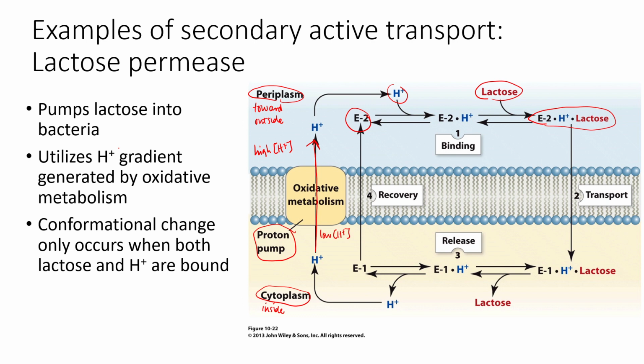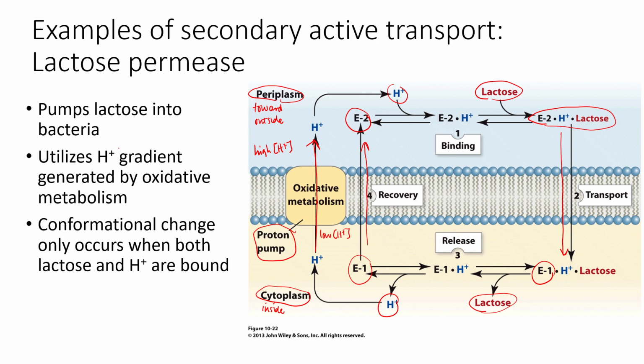And then we have the actual transport, and this transport is driven once again by that energy gradient of the proton moving down its gradient, and it's bringing the lactose along with it. This is going to help to drive this conformational change, where the pump goes from the E2 conformation to the E1 conformation, and it's open to the inside of the cell. At this point, once it's open to the inside, the lactose gets released, and the proton gets released. And then the E1 form can recover and retake the E2 conformation.